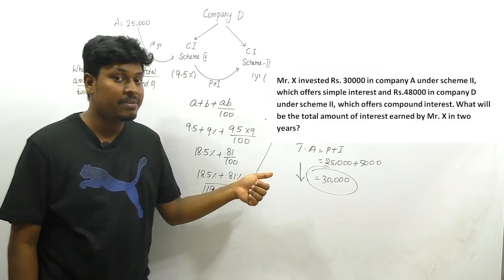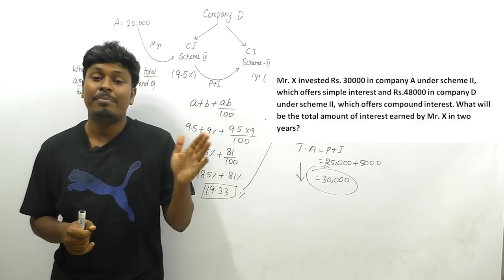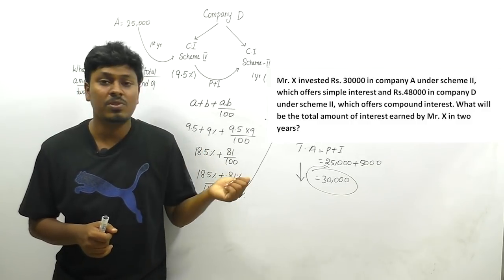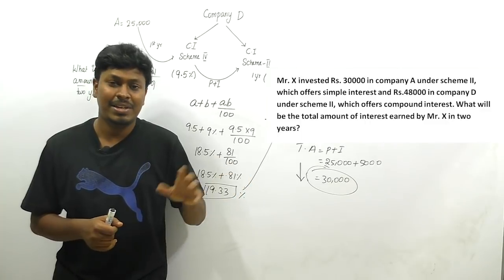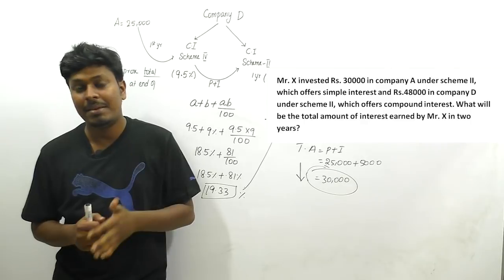Here is question number 5, right? Try to solve this question number 5 without using any formula. In the previous 4 sums, we have not even touched any formula. So similarly, don't try to solve this question by using any formula. Try to solve it using our techniques or our methodology, that is, A plus B plus AB by 100.